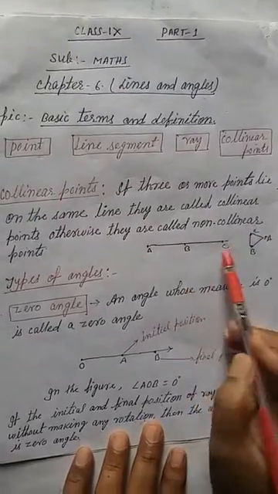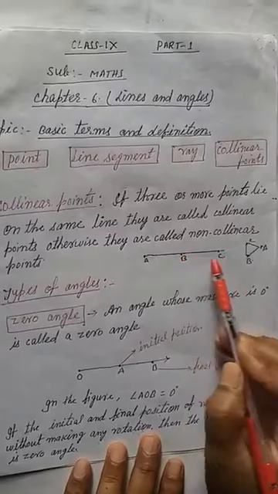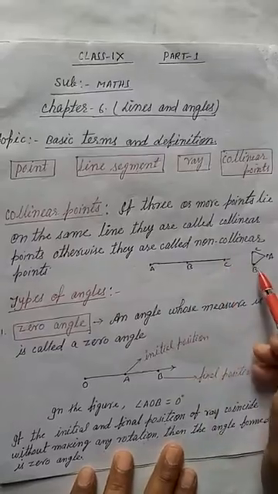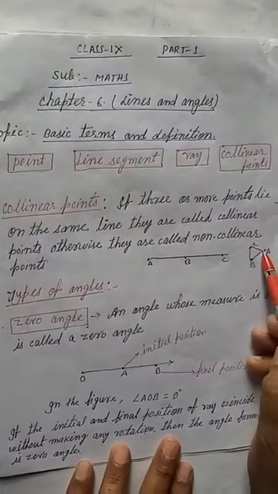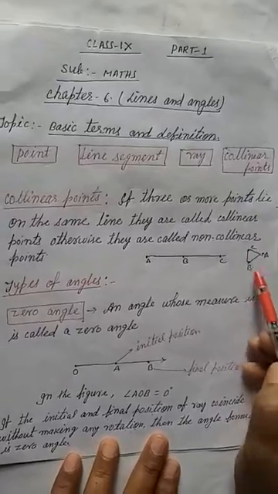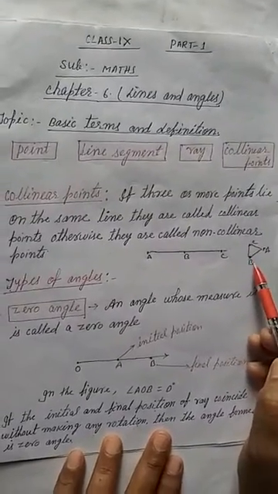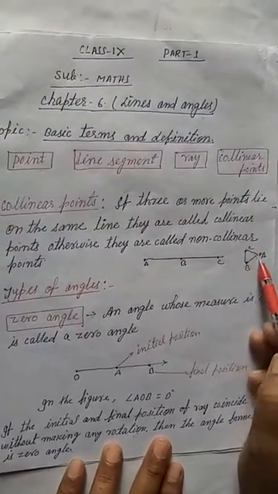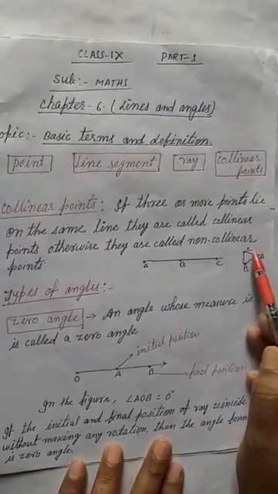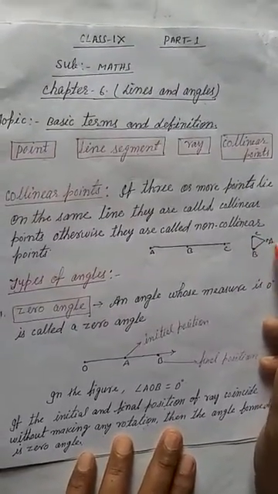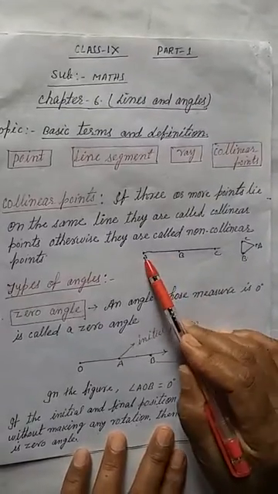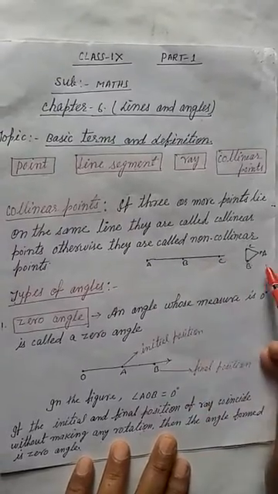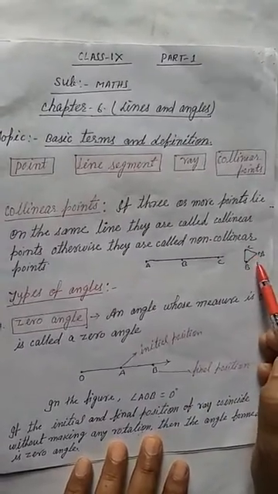Now let's see by figure. This is the figure: point A, point B, point C. Okay students, all points are on the same line. But in this case, point B, point A, point C are not all on the same line, because this is the shape of a triangle. So AB like this, AC like this, and BC. That's why they are non-collinear points, because they are not on the same line. So here point A, point B and point C are on the same line. That's why they are called collinear points. And in this case, all the points are non-collinear points.